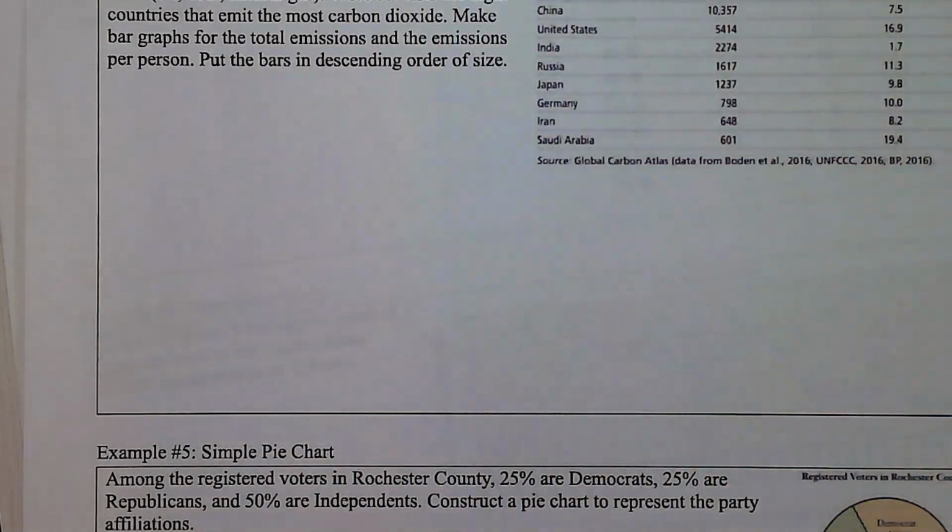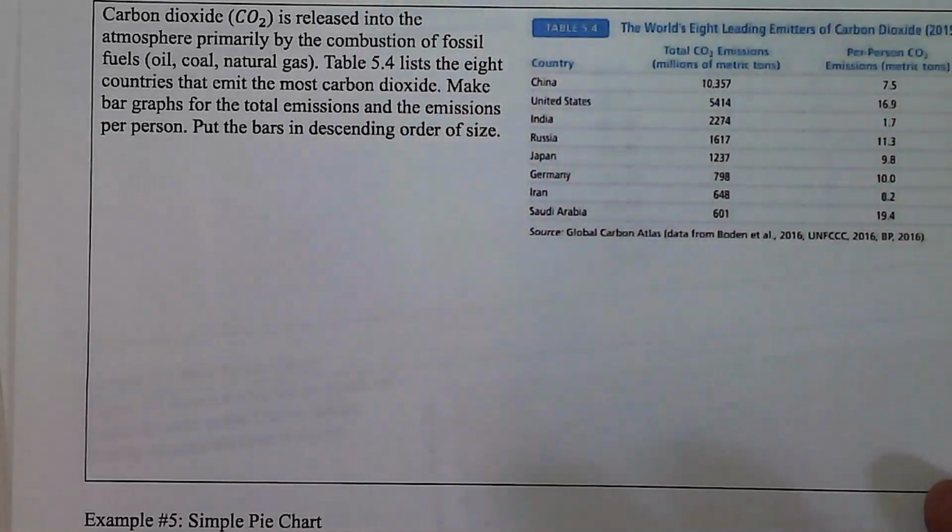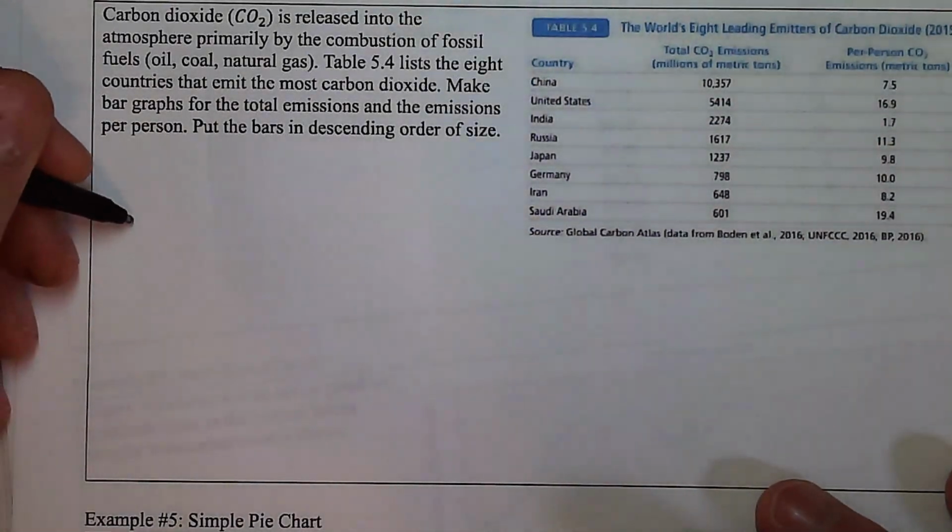All right, so carbon dioxide is released into the atmosphere. It's primarily the combustion of fossil fuels. Table 5.4 lists the 8 countries that make the most carbon dioxide. Make bar graphs of total emissions and the emissions per person. Put the bars in descending order of size. So they call that a Pareto chart, by the way. That's another name for that.